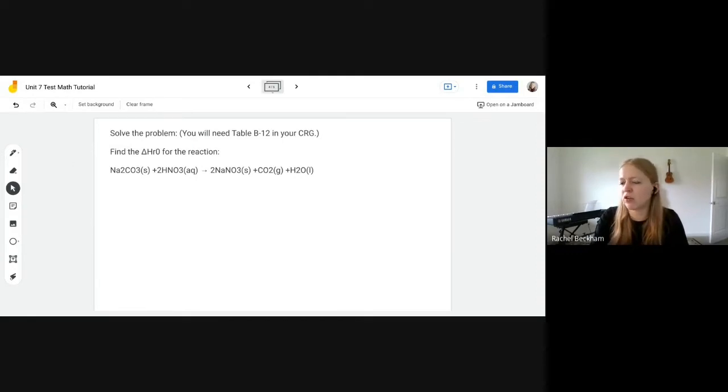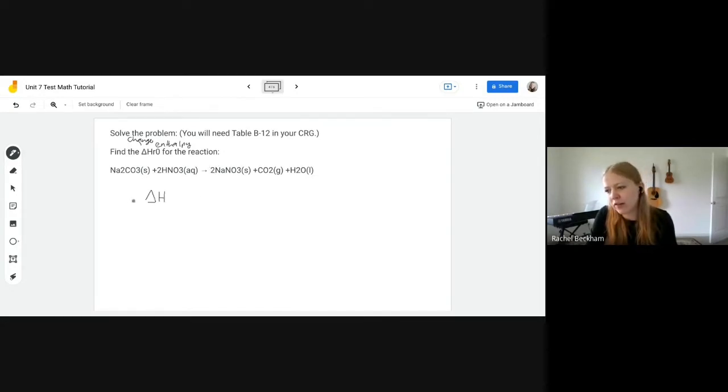So we're going to start with this question here. It says, solve the problem, find the delta H of the reaction. Delta H means the change in enthalpy. H means enthalpy and delta means change. It's asking you to find how the enthalpy changed. Do we have a positive change or a negative change? What happened here? The best formula to find the overall change in enthalpy of the reaction is to take the change in enthalpy of the products and add them up, and then subtract out the change in enthalpy of the reactants after you've added them up.